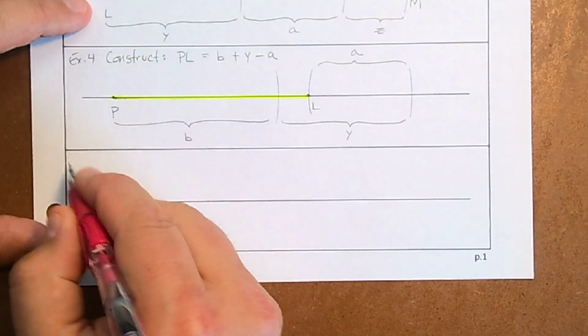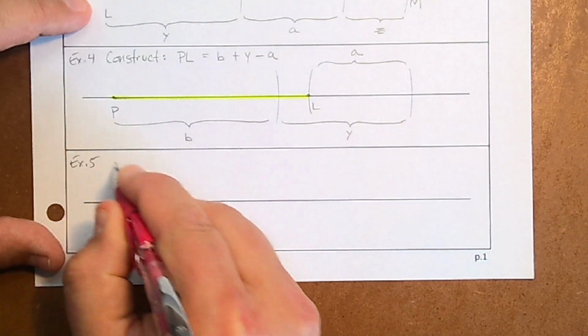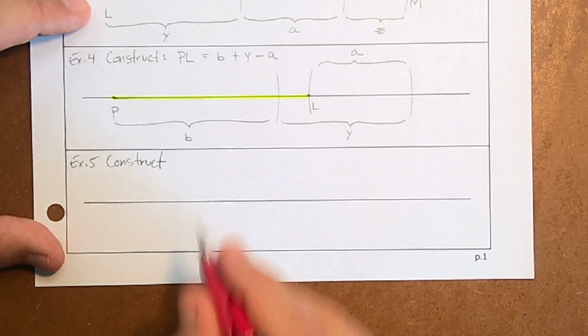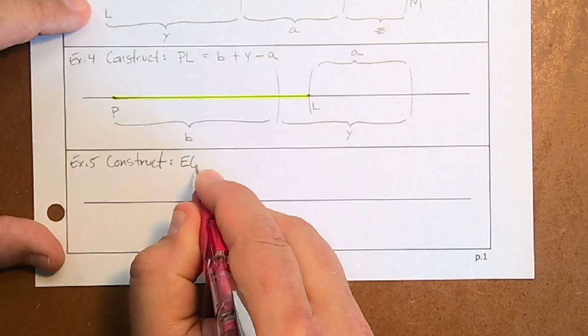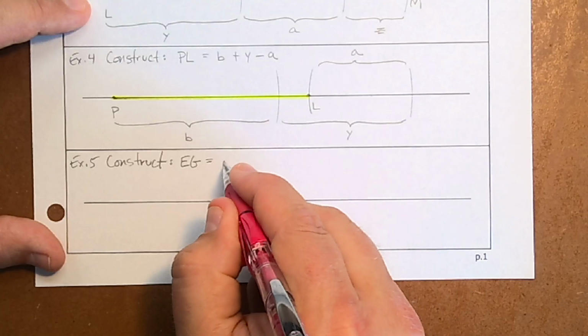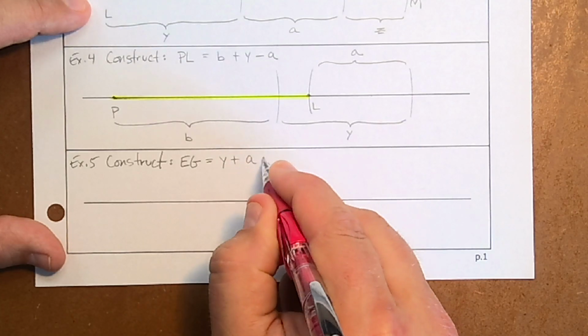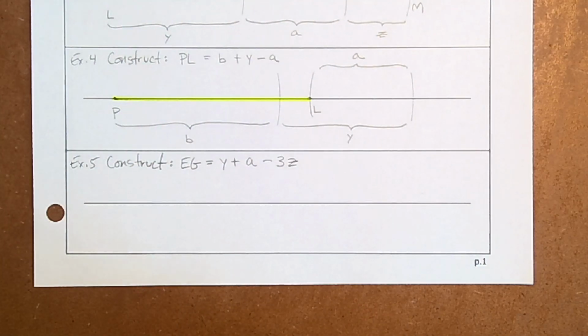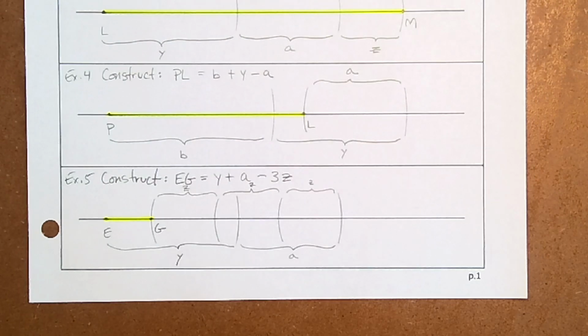So we'll do this one down here. We'll call this example 5. We're going to construct line segment EG, and line segment EG needs to be a Y plus A minus 3Z line segment. All right, go for it. Line EG, Y plus A minus 3Z units long.